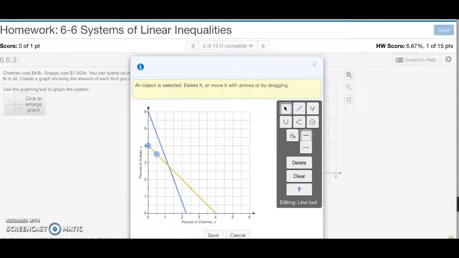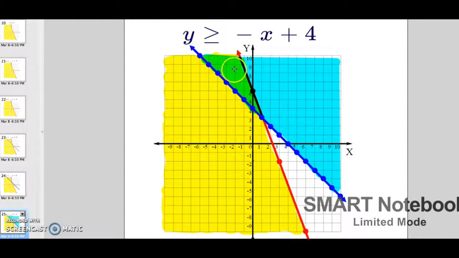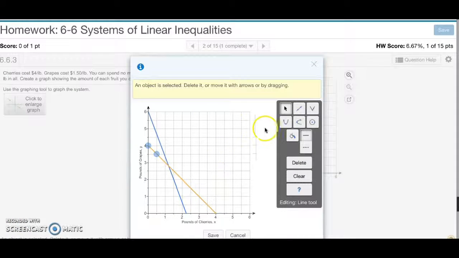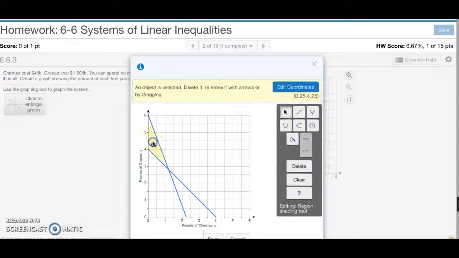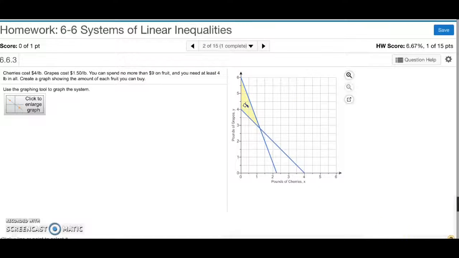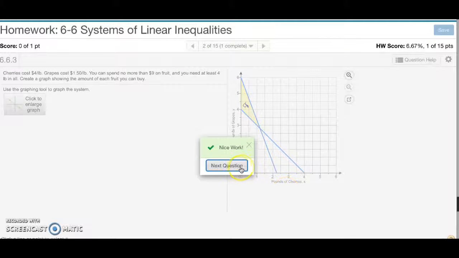Now remember, look at our shading. We shade up here. So I'm going to put the paint bucket there. Then let's see what we get. We only shade it at the overlapping part. And there we go. That is number 2.